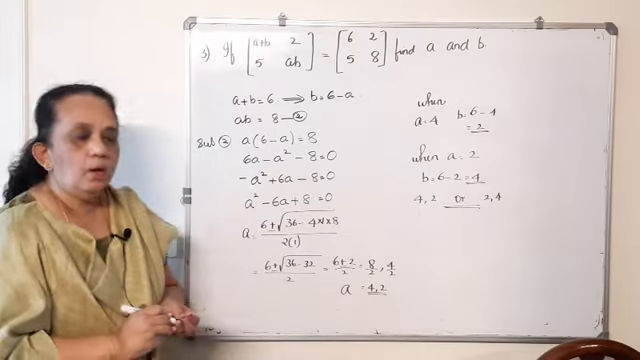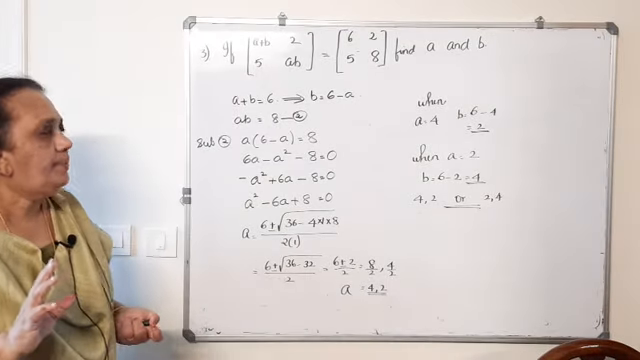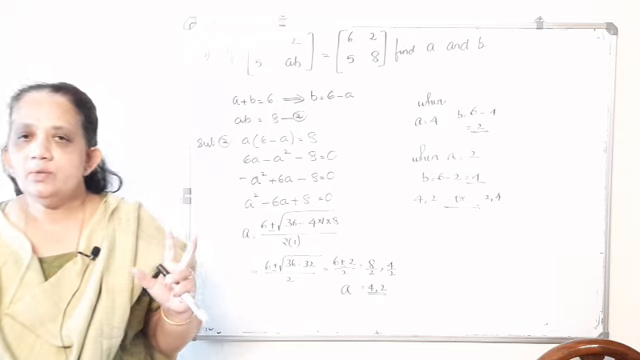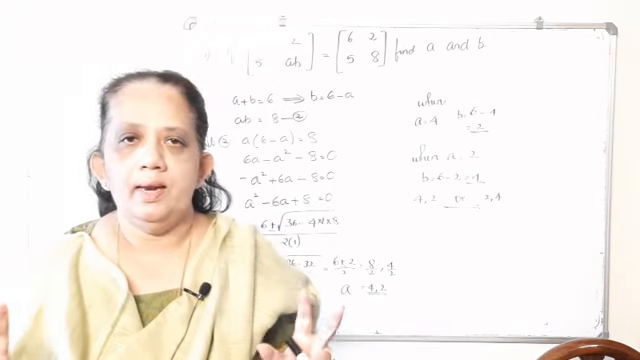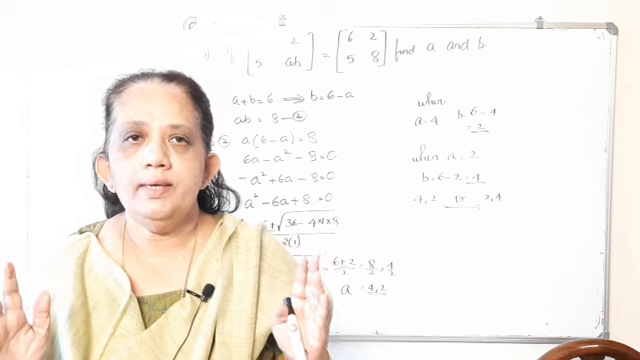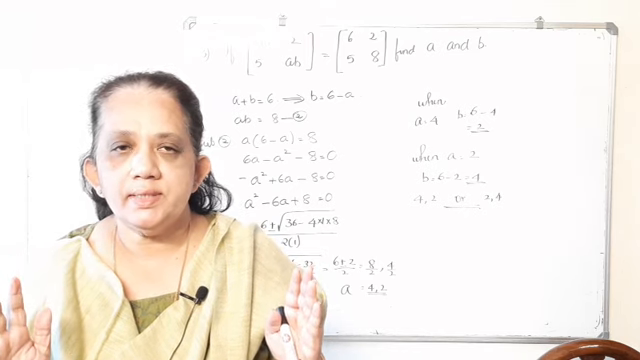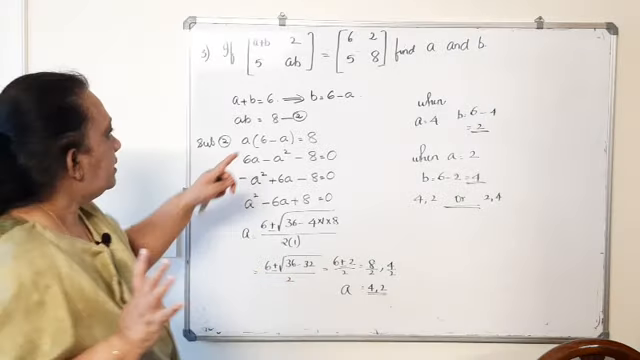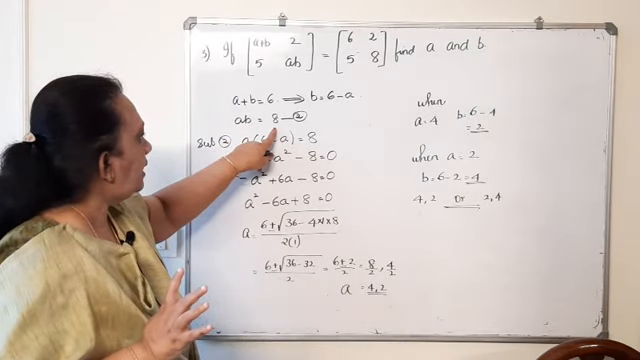So, here all we are making use of the concept that matrices are equal. So, when can you say that the two matrices are equal? Matrices are equal when they have the same order and the corresponding elements are equal. Here it is a multiplication, AB is equal to 8.